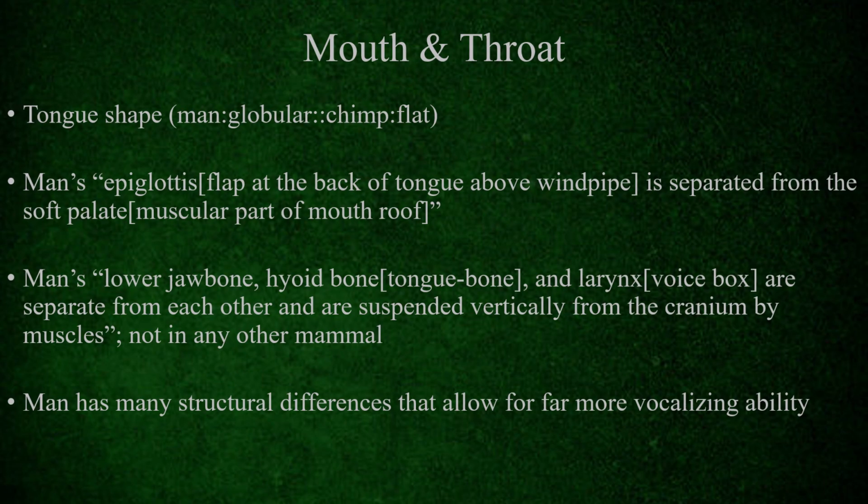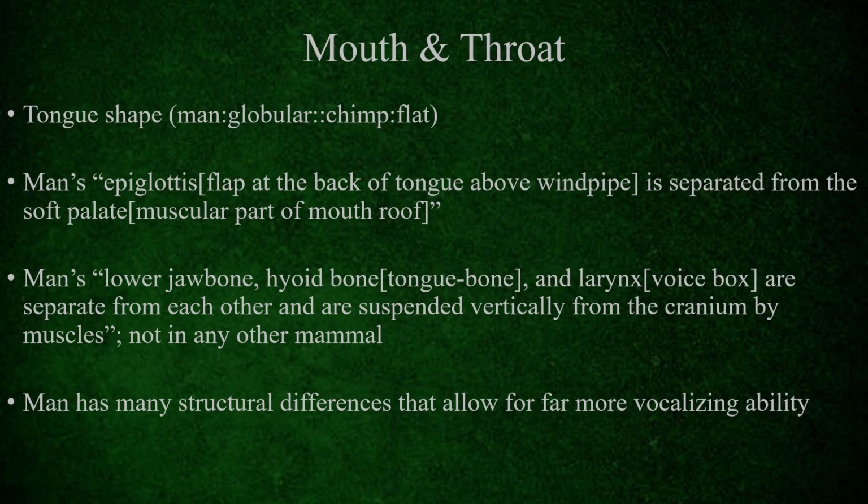When it comes to the mouth and throat and all things around there, as it pertains to the tongue shape, humans have a globular tongue shape. It's round, while chimps are very flat. Also, man's epiglottis, which is the flap at the back of the tongue above the windpipe, is separated from the soft palate, which is that muscular part of the roof of the mouth.